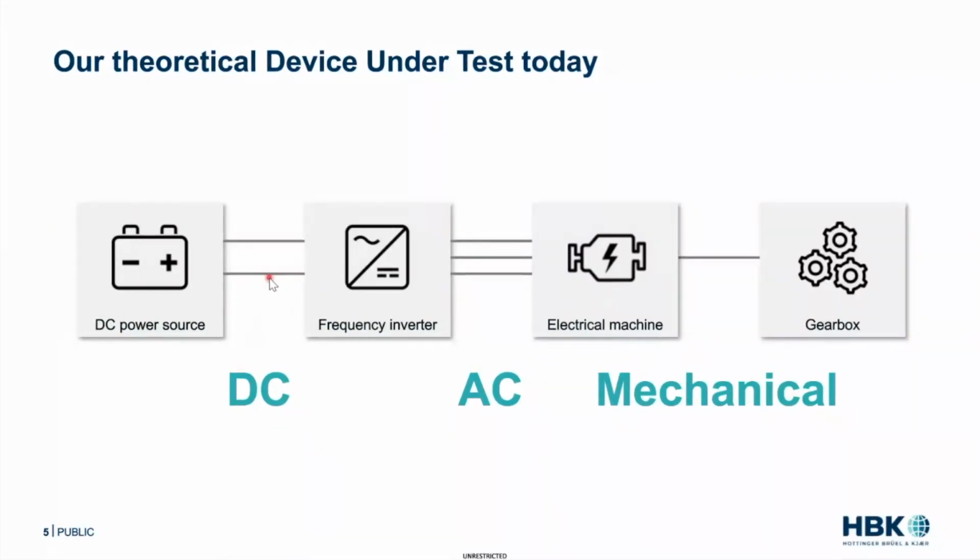We have this kind of static DC. We have this high frequency with multiple frequencies AC, and then torque and speed. So how do we measure these, and how do we do this correctly? And I think that's the question we want to answer today.